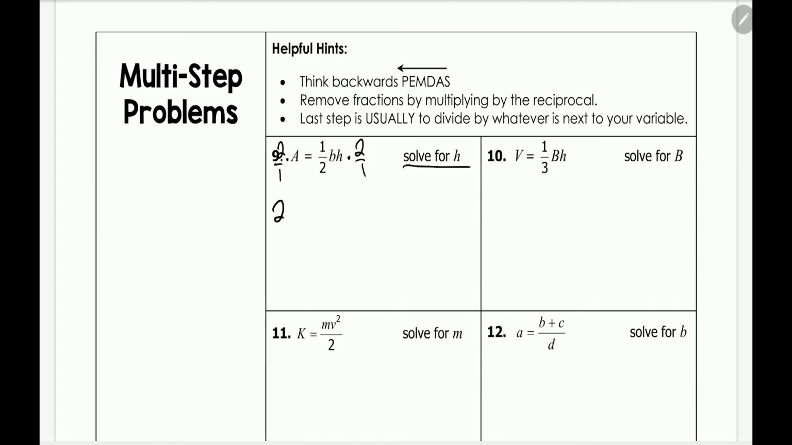So left side simplifies to 2a is equal to 1 on bottom, 1 on top, 2 on bottom, 2 on top. So we're left with BH. And remember that we're solving for H, so now we have to get rid of the B. So that means we divide by B on both sides. We now have 2a over B is equal to H. H is isolated, and therefore this is our final answer. Try number 10 by yourself. Remember that you're solving for capital B.